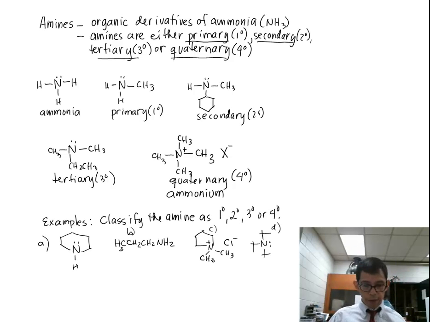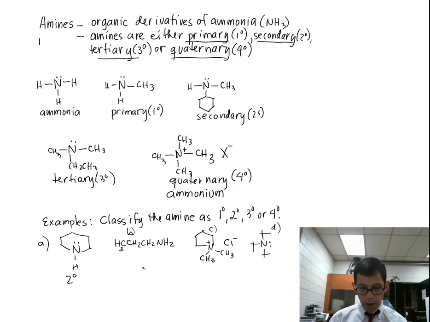Okay, let's do some examples. Classify the amine as primary, secondary, tertiary, or quaternary. So A, look at this. On your nitrogen, you have 1 H in that part of the ring and that part of the ring. So 2 H's were replaced. So therefore, this is a secondary amine.